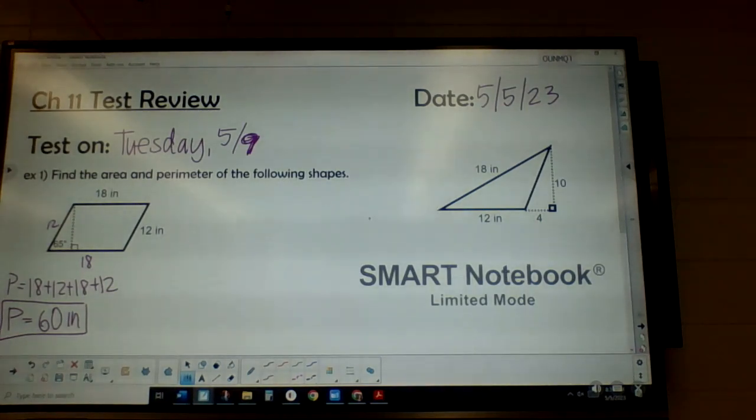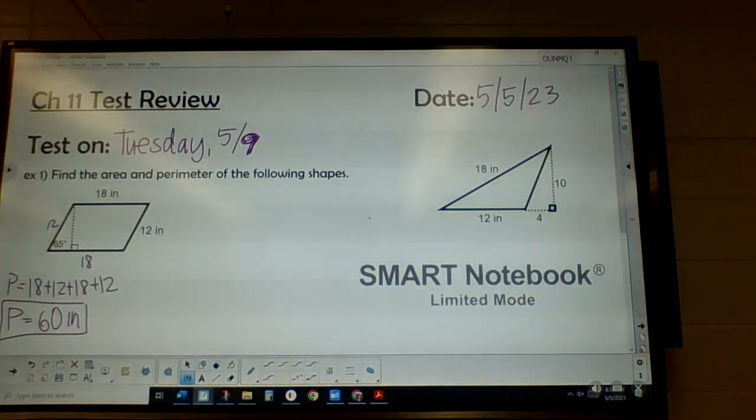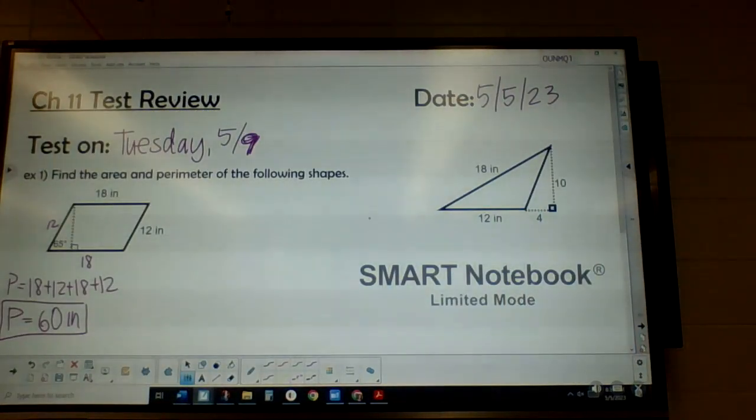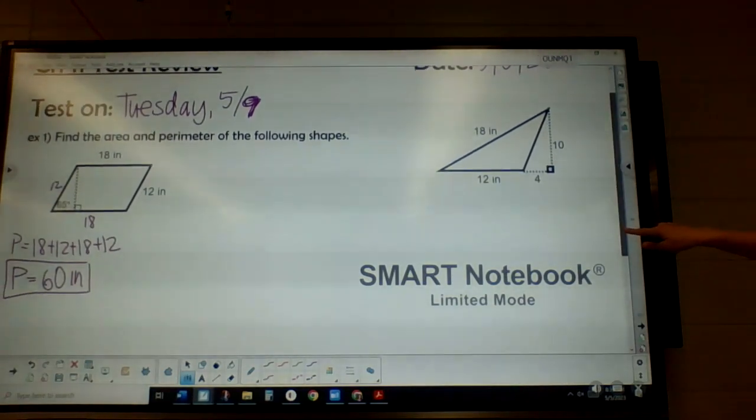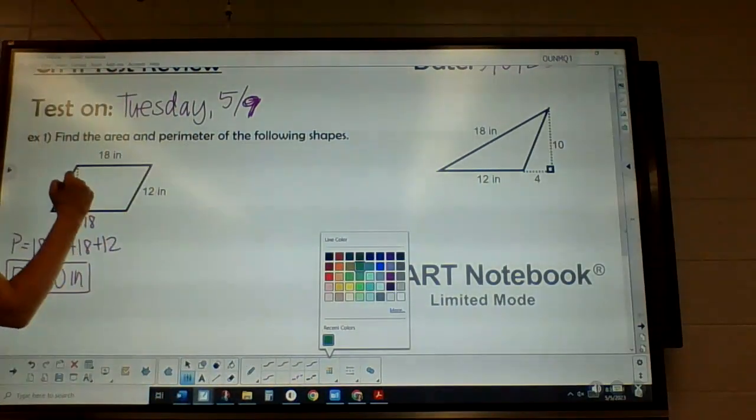Now this one, the area is a little more complicated because I don't know the height of this shape. I know the base, but I don't know the height. So this is where we have to use trig to help us find that height. And again, there won't be a ton of questions with trigonometry, probably one or two, SOHCAHTOA or Pythagorean theorem. So just be prepared for that. So in this case, I need to find the height, which would be here.